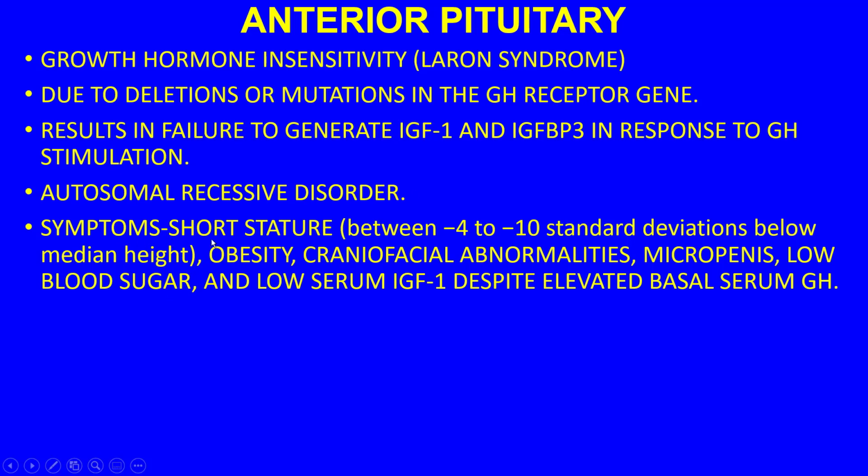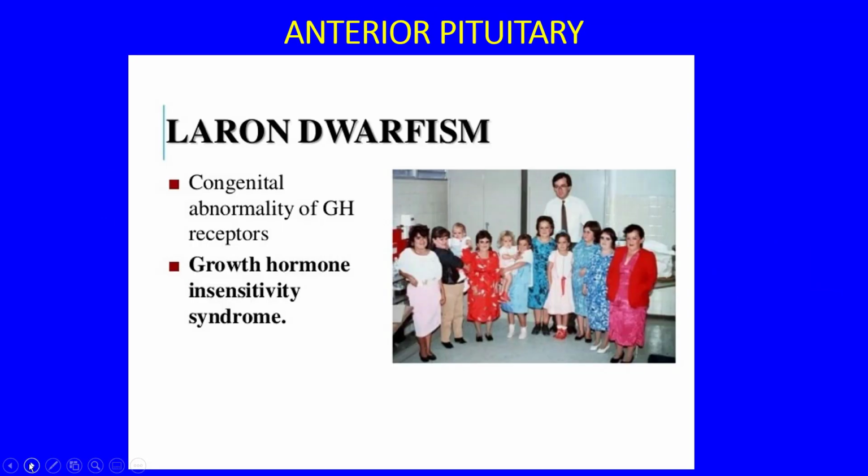What you're going to see for symptoms: short stature. Now, when I say short, I'm talking 4 to 10 standard deviations below the median height. Obesity, craniofacial abnormalities, micropenis, low blood sugar, and low serum IGF-1 despite elevated basal serum growth hormone itself. Here we have a whole family passing on several generations of this congenital abnormality of the growth hormone receptor. That's Laron dwarfism.